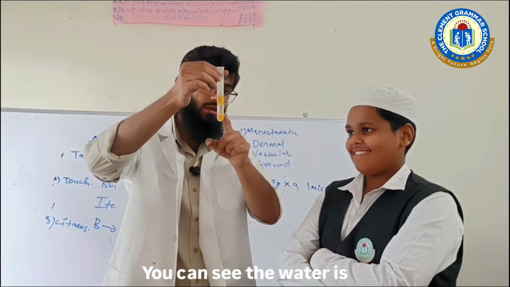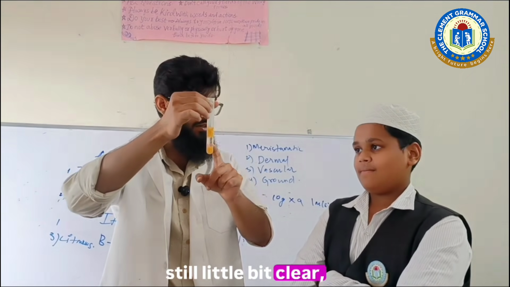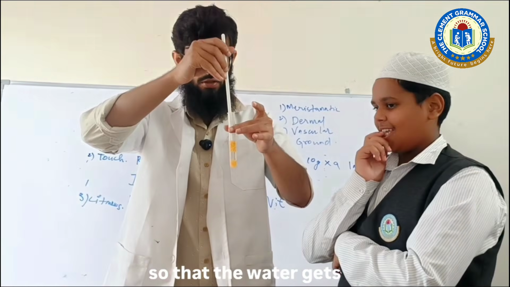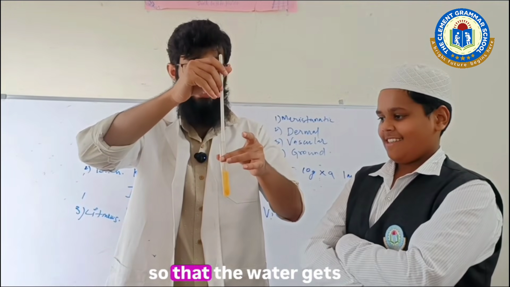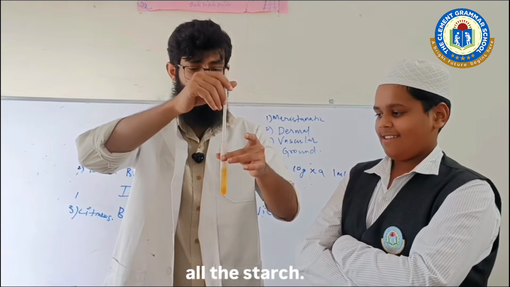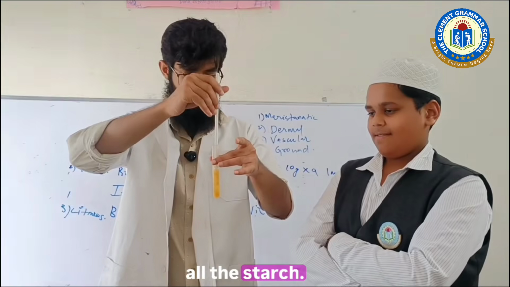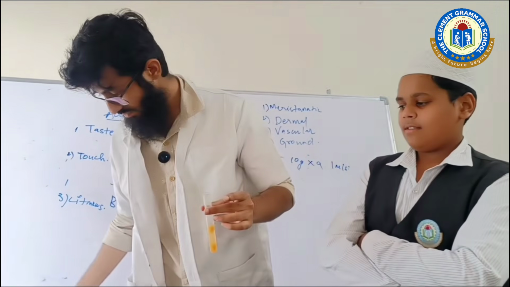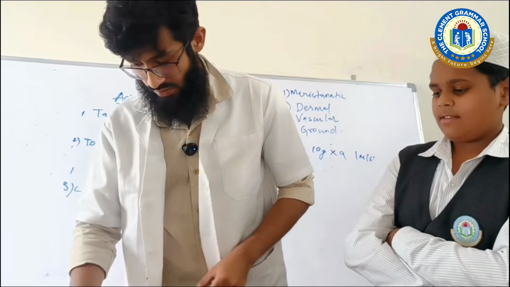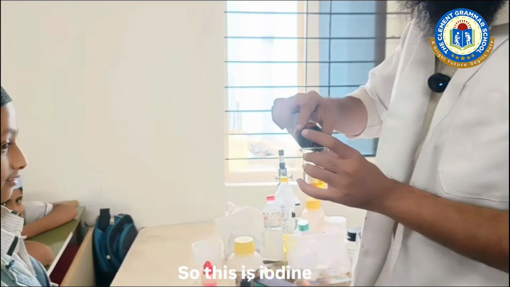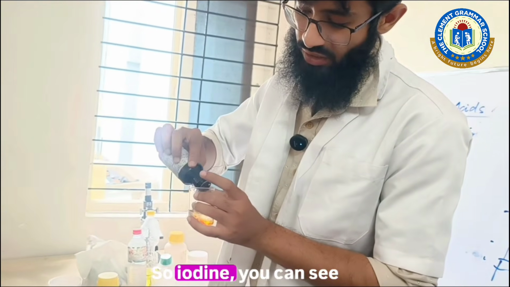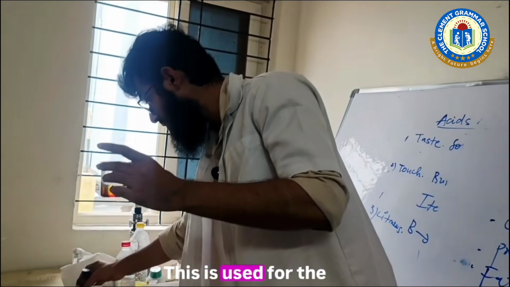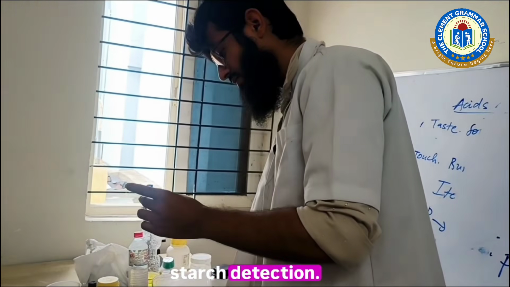You can see the water is still a little clear, right? Now we have to mix it so that the water gets all the starch. Now there is starch present inside the water. This is iodine solution. You can see the color, it is brown. This is used for starch detection.